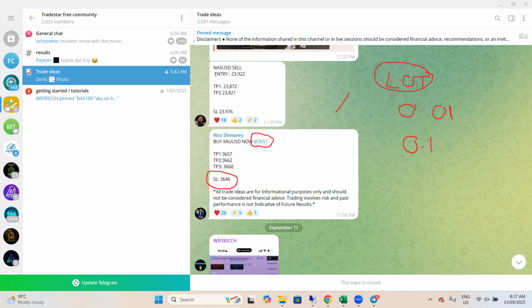Okay, so if you put in 0.1, your lot size is increased. So instead of risking a certain amount lower, this increases. So the higher the lot size, the more money you can make or the more money you can lose. But you want to get your entry price and your stop loss. Now I'm going to show you how to do this to get your proper lot size.